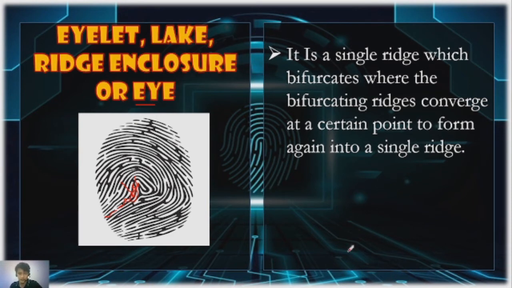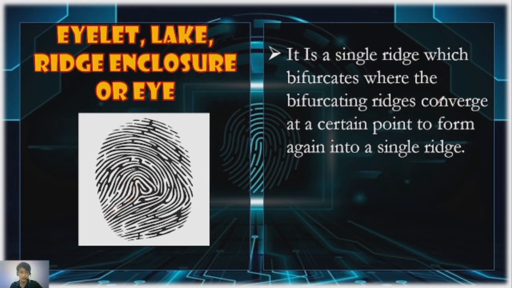Okay, another example, because I think you can see it clearly in the other illustration. So let's say in here again, it is a single ridge, it bifurcates, and then suddenly they were able to converge again. With that, since they were able to converge again, there was an enclosure that was formed, and that is what we term as islet, lake, ridge enclosure, or eye. Okay, so this part.